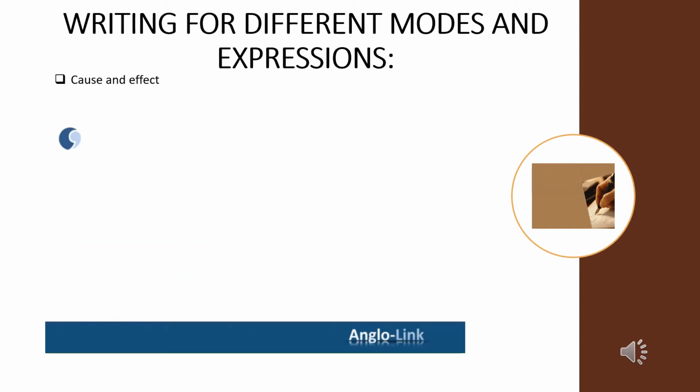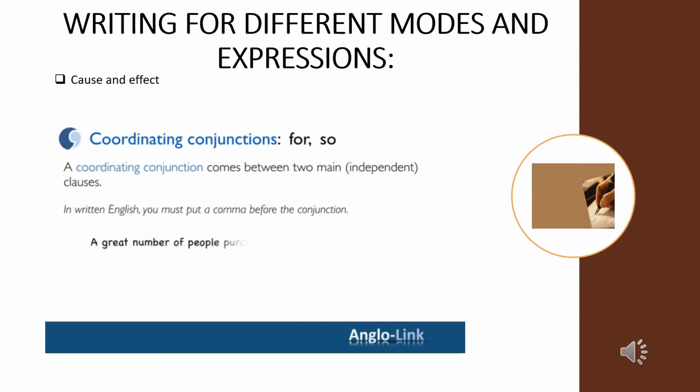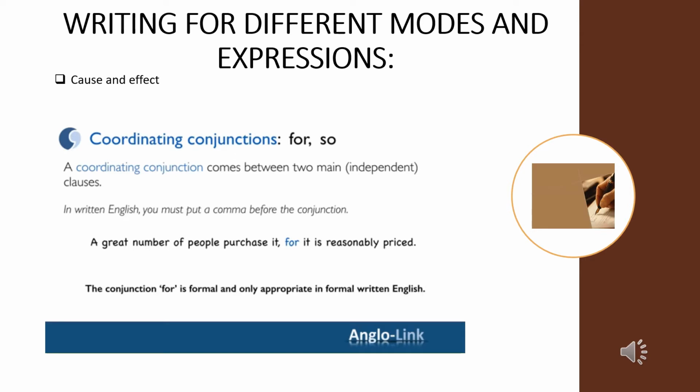Right, let's start by looking at coordinating conjunctions for and so. A coordinating conjunction comes between two main or independent clauses. In written English, you must put a comma before the conjunction. For example, a great number of people purchase it, for it's reasonably priced. Be careful that the conjunction for is very formal and only appropriate in formal written English.